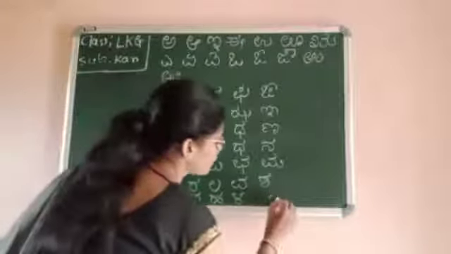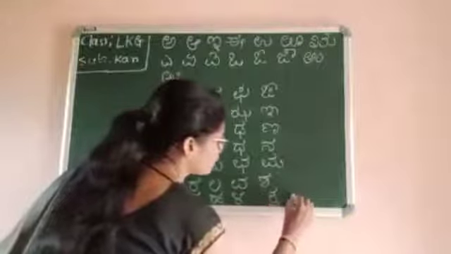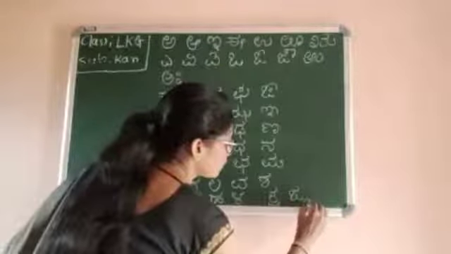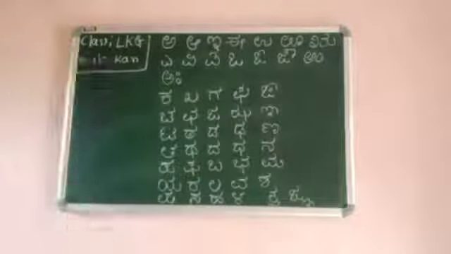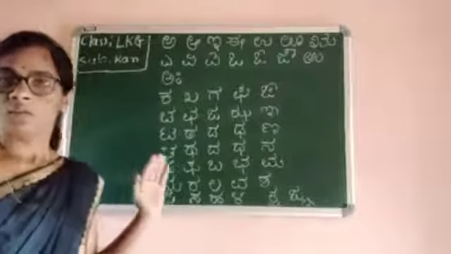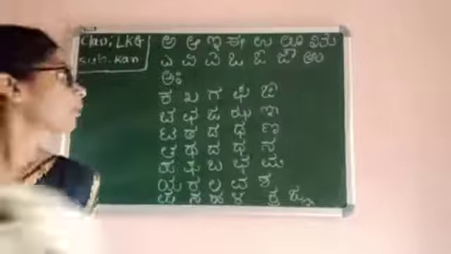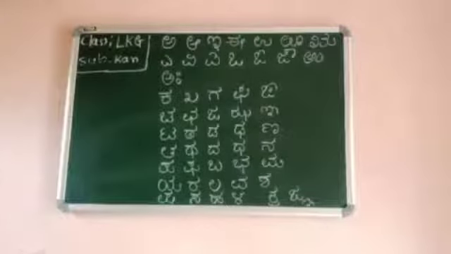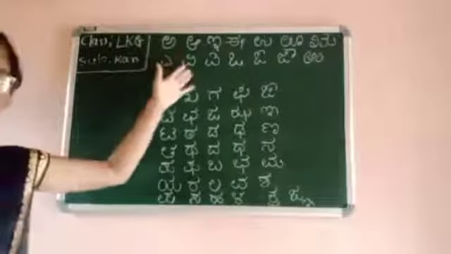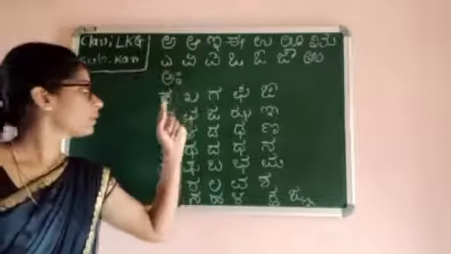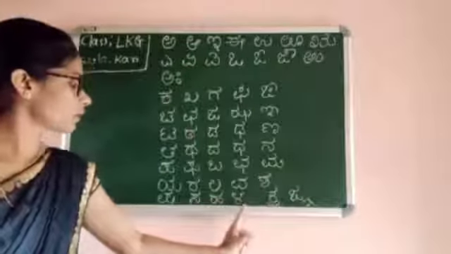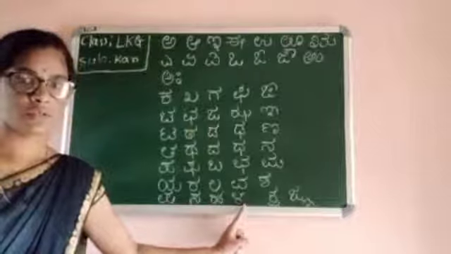Next letters, sha, nya. Okay children, these are what we call the Varnamala. These are the vowels, swaragalu. Ka to la are the consonants, vyanjanaksharagalu.